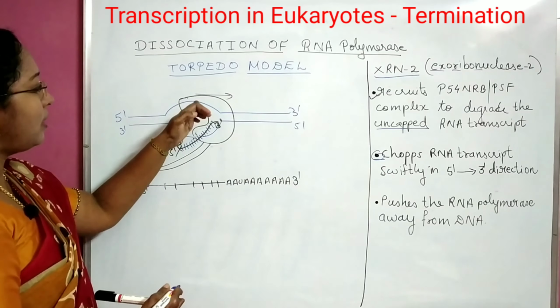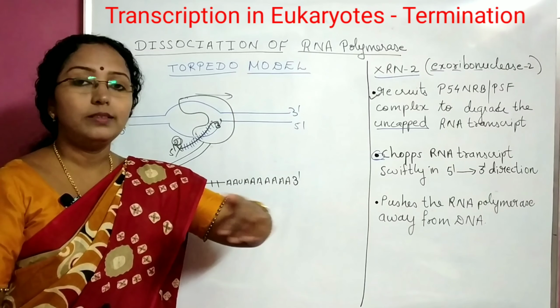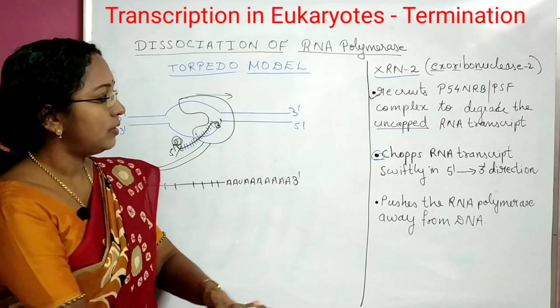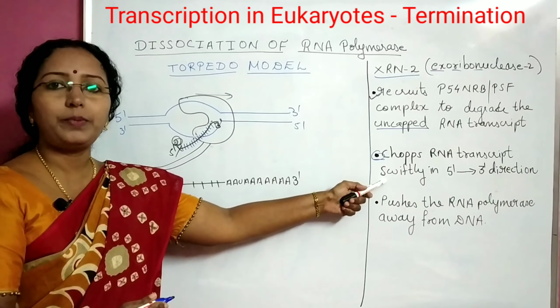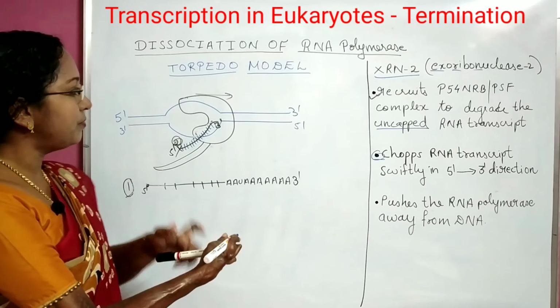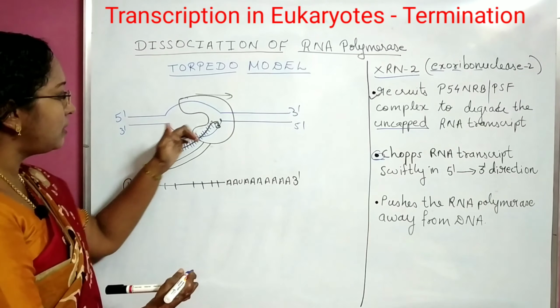So as the RNA is getting produced, it is getting chopped, and again it is produced, it is getting chopped. The rate of chopping is faster. XRN2 chops the RNA transcript swiftly in the 5' to 3' direction. And because of this swift chopping, as the RNA is getting formed, it is getting chopped down.